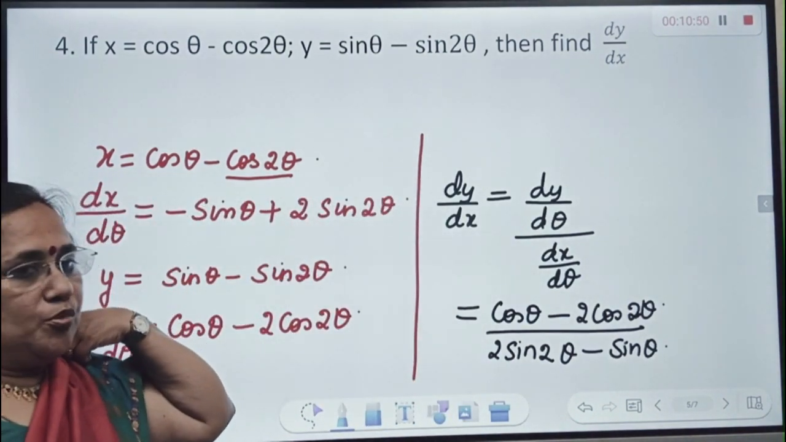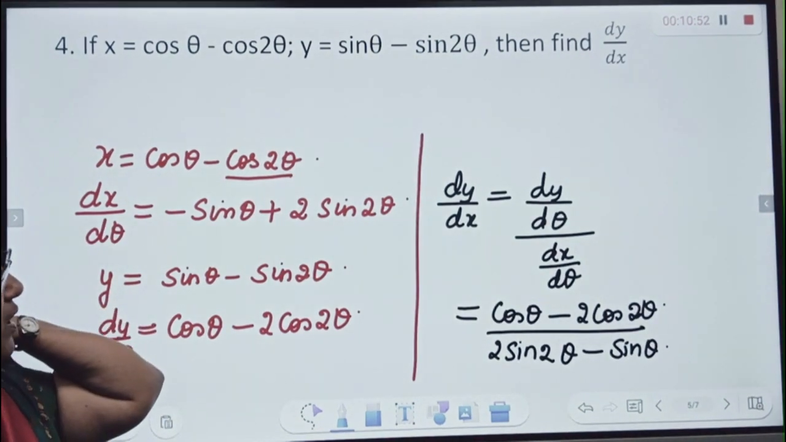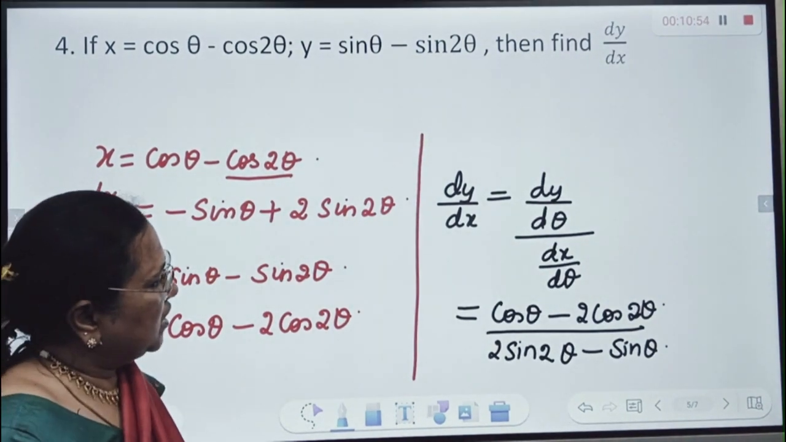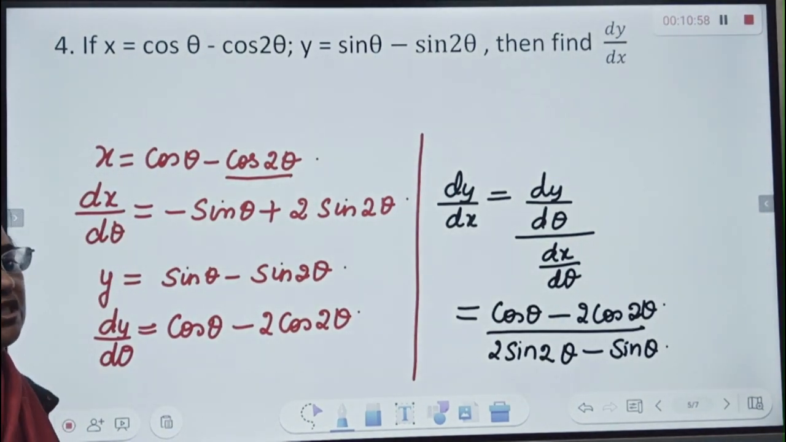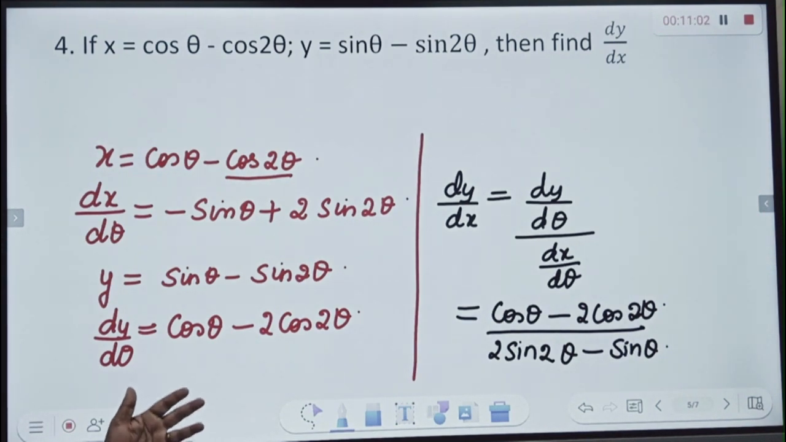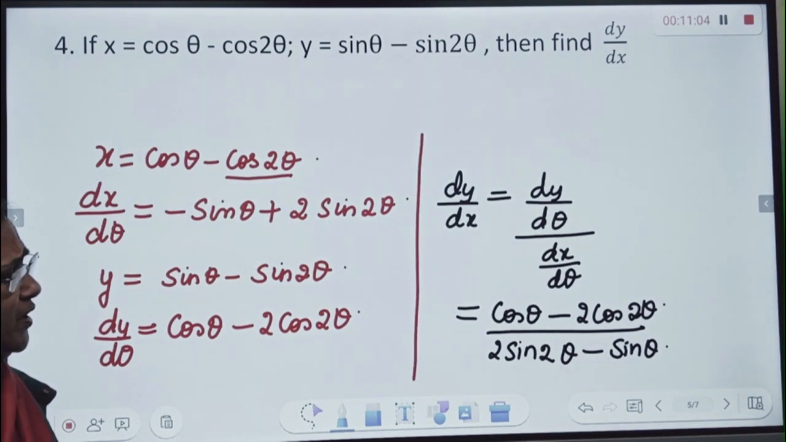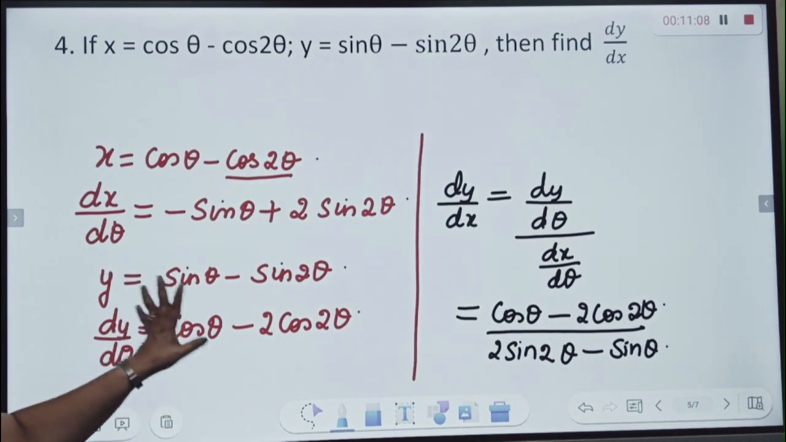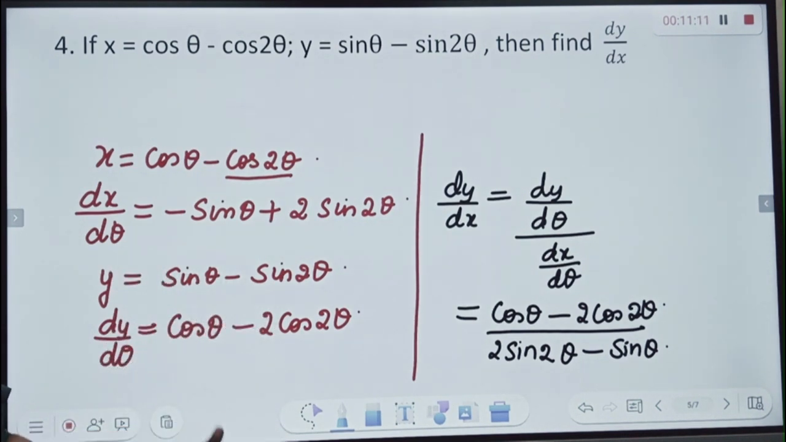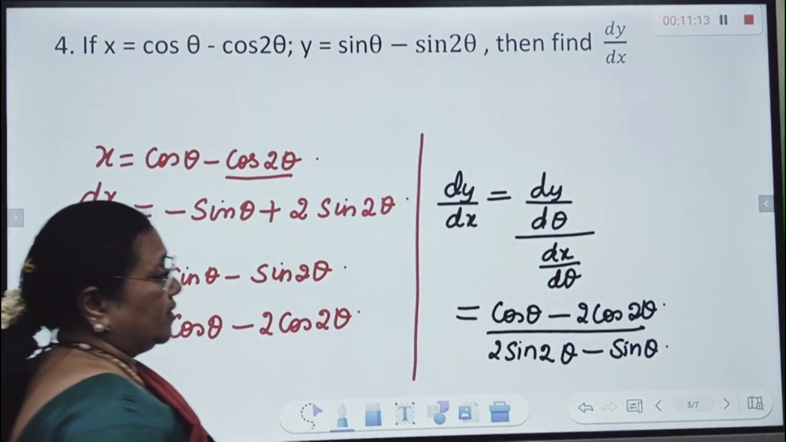You can also explore whether you can simplify this. You can write sin 2 theta as 2 sin theta cos theta, and cos 2 theta as 2 cos square theta minus 1. I leave it to you. I don't think it can be simplified to a very much smaller thing, but this is your dy by dx. So understand what you get as dy by dx. Whether you can simplify is something that you can try.